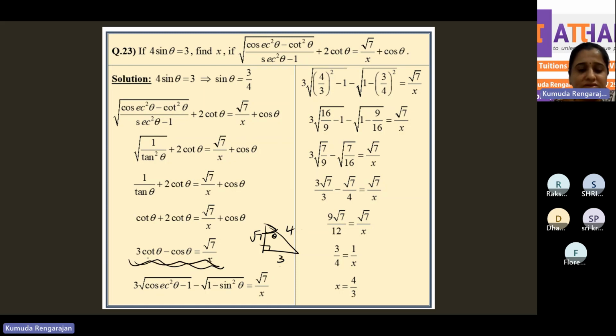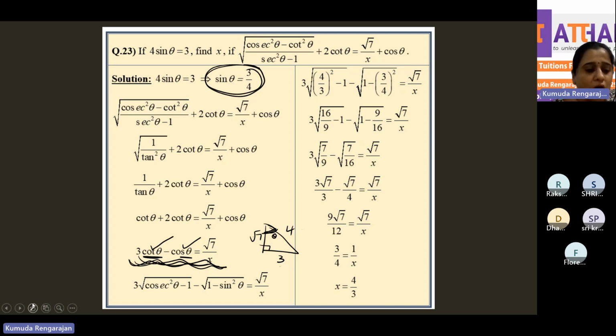At this stage, we can stop. We need the values of cot theta and cos theta, but we only know sin theta is 3 by 4. Using a right triangle and this ratio, we can find the other ratios. Use sin theta 3 by 4 there, find the missing side, and find cot theta and cos theta. Then substitute the values. Cot theta and cos theta will become numbers, and then you can solve for x.